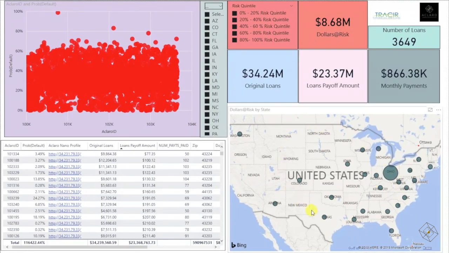The dashboard has a geographical view of the loan locations by state. The top left is a scatter plot of all the loans, and their probability of default is measured by the y-axis. Right below the scatter plot, there is a table that has individual loan information.